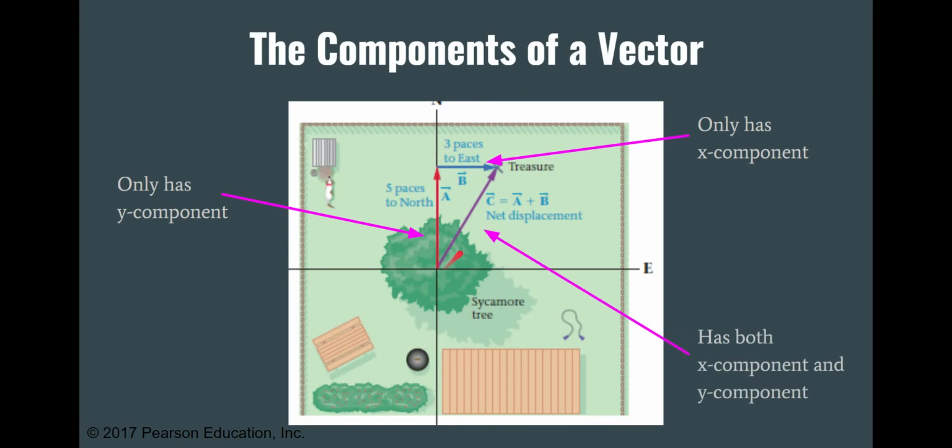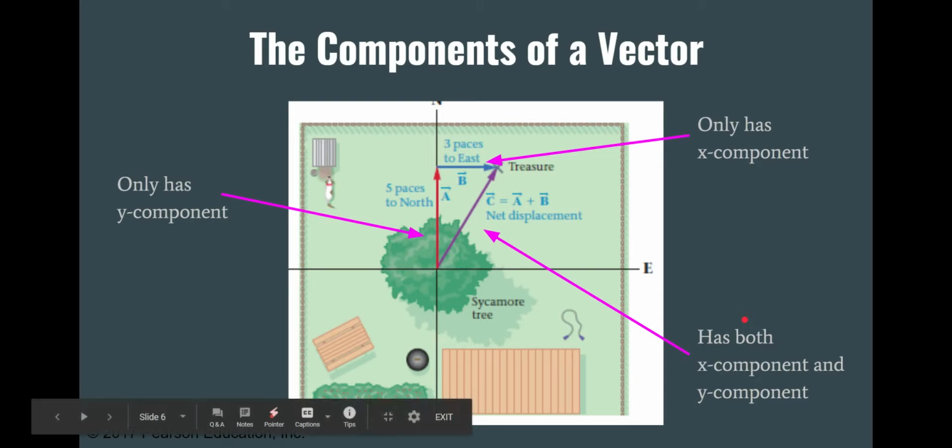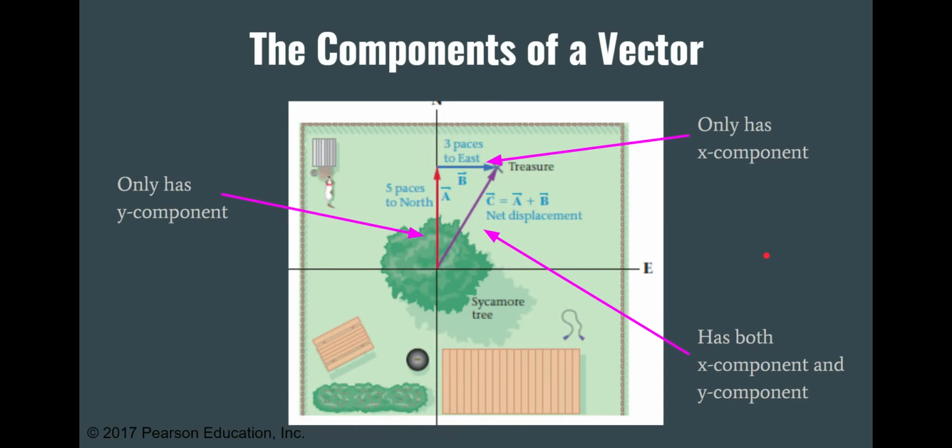But this vector here, vector C, the purple one, it is going to have both an x and a y component because it is neither horizontal nor vertical. It is in the diagonal direction. And this is going to be true of any vector that lies in a diagonal direction.